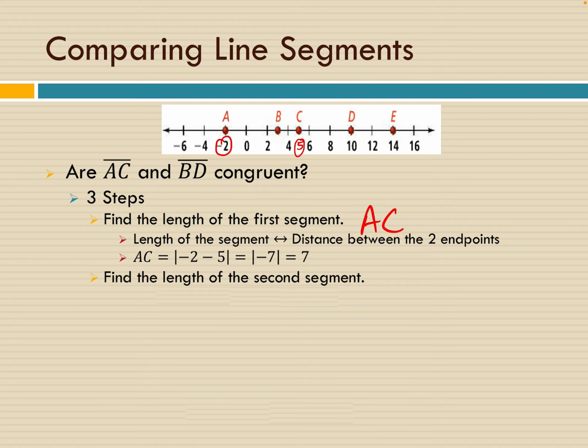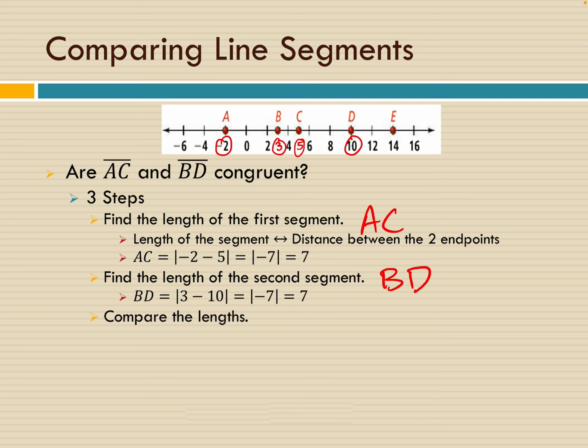Step number 2 is find the length of the second segment. In this case, it's BD. That's what goes in the blank right there, BD. And we're going to do exactly the same process. We're going to subtract 3 and 10. So we take 3 minus 10, take the absolute value, and make sure we end up with a positive answer.